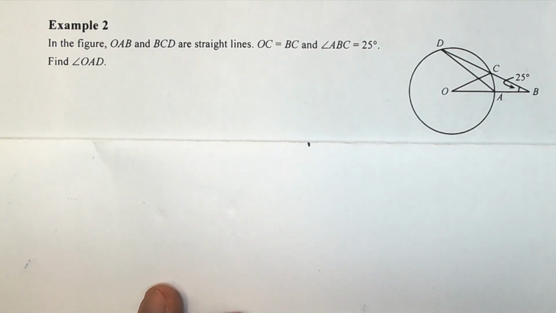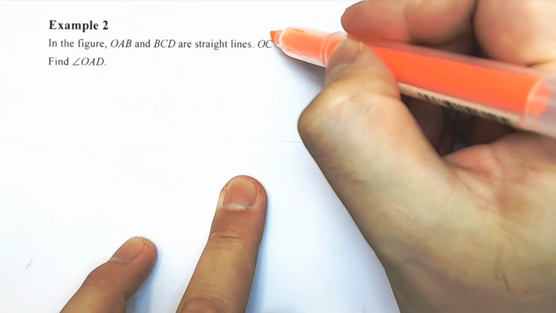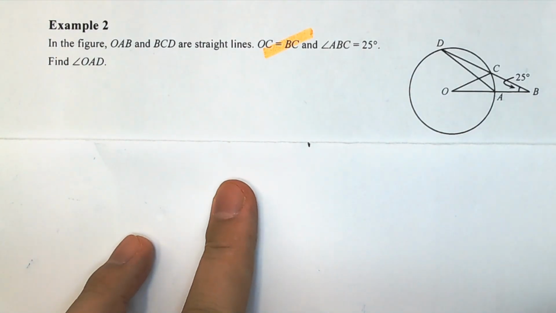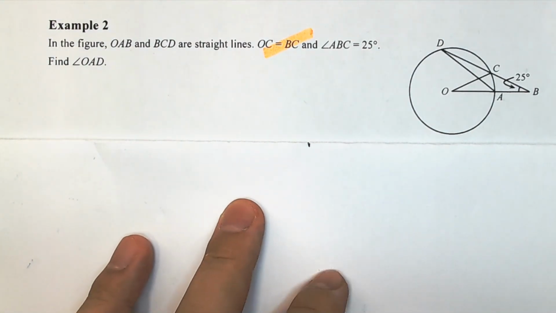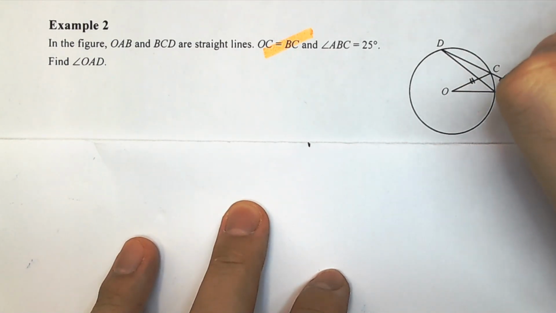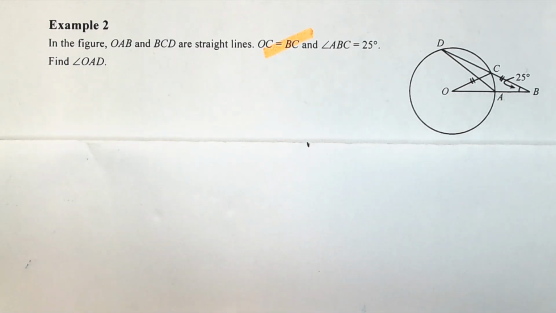Okay, next, read the question. You know that OC is equal to BC, and this angle is 25 degrees. Okay, so the fact that OC is equal to BC, we know that triangle OBC is an isosceles triangle.